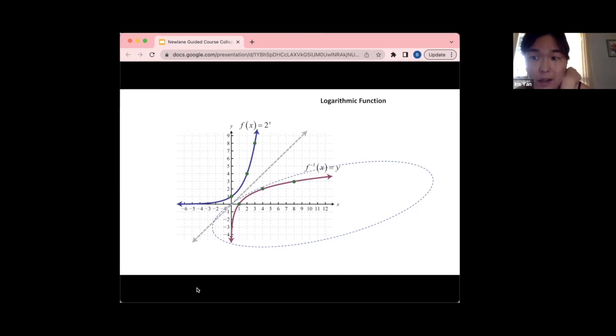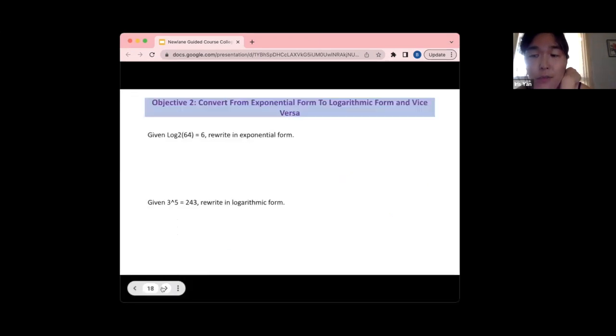And then on the next slide, I have objective 2, which is, okay, how do I convert one from the other? Given log base 2 of 64 equals 6 in exponential form, and 3 to the power 5 equals 243, how do I write that in log form? So I need a whiteboard again, please.